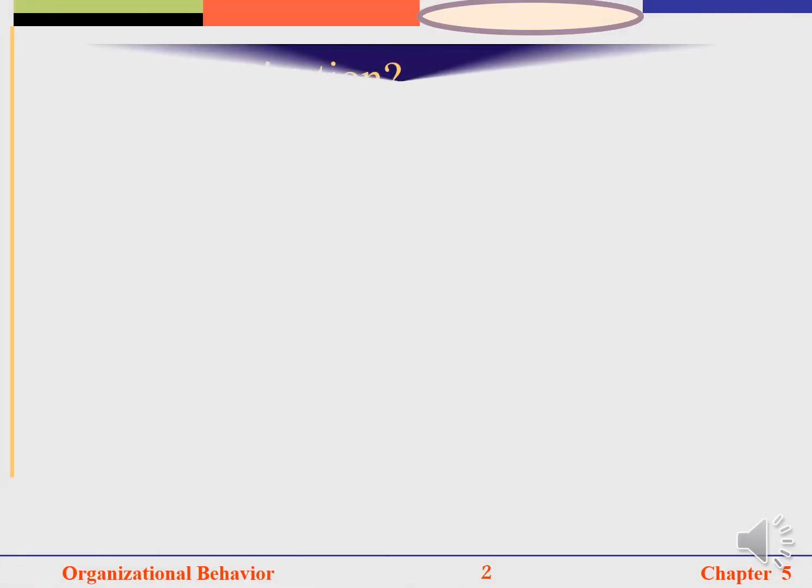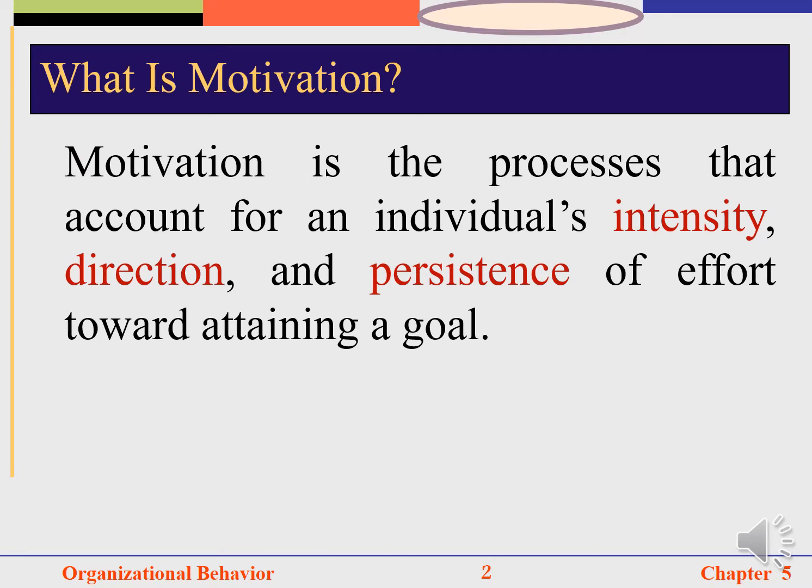We'll start with the definition of motivation. What is motivation? Motivation is the processes that account for an individual's intensity, direction, and persistence of effort toward attaining a goal. It means that in the first place there should be a goal the individual tries to attain. If you look at the definition, you may find here three dimensions of motivation in red color: the intensity, direction, and persistence.